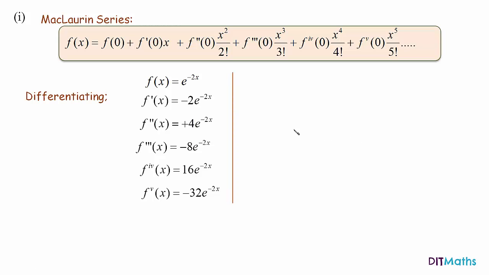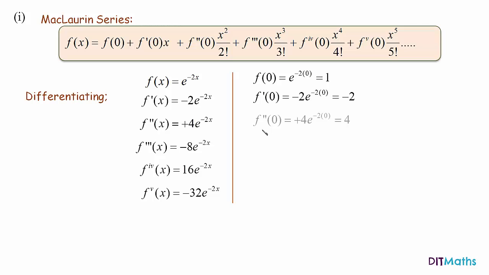We now need to substitute the value of 0 into each of these terms or derivatives to give us the coefficients within the series. So, substituting 0 into the original value of the function will give us e to the power of minus 2 times 0, which is e to the power of 0, which is 1. If we substitute 0 into the first derivative, again we get e to the power of 0, which is 1, and multiplying by minus 2, we get minus 2.